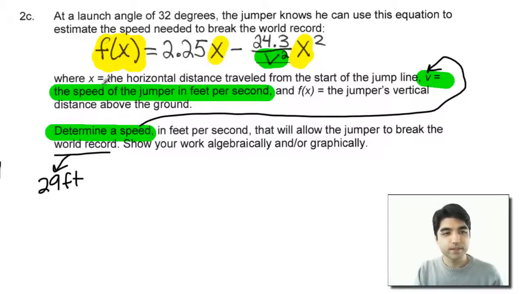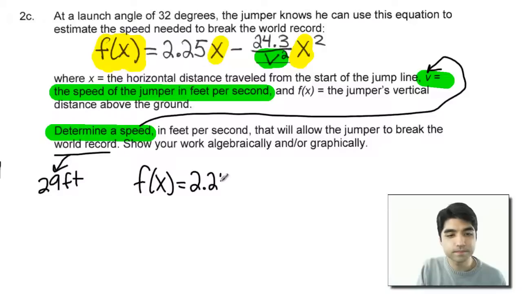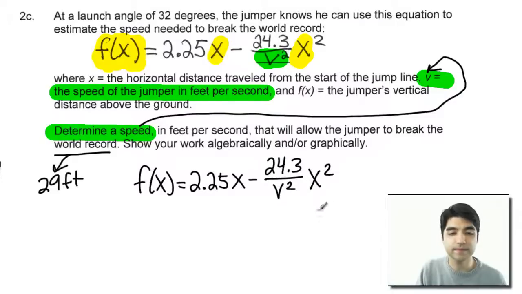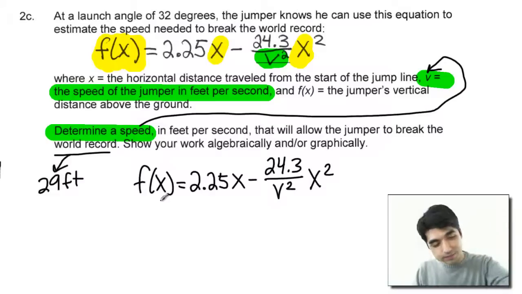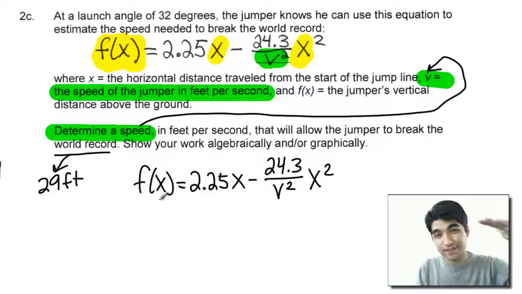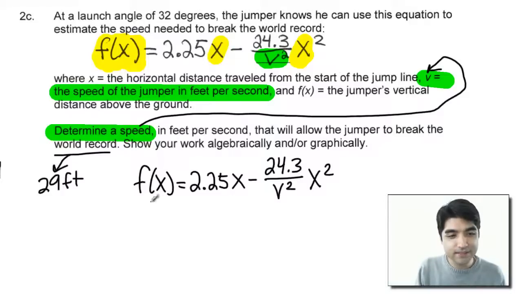Okay. So we have this equation, 24.3 divided by v squared times x squared. Now we have three different variables. We have f of x, x, and the v squared. So we need to get rid of some of these. Well, we know from our previous examples that when he breaks the world record, his height off the ground is going to be 0. He's going to be on the ground, right, when he breaks the world record. So f of x is going to be 0.